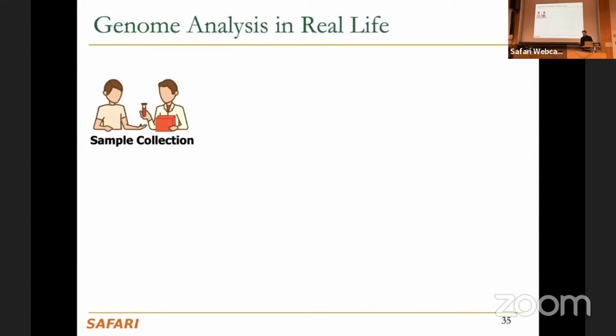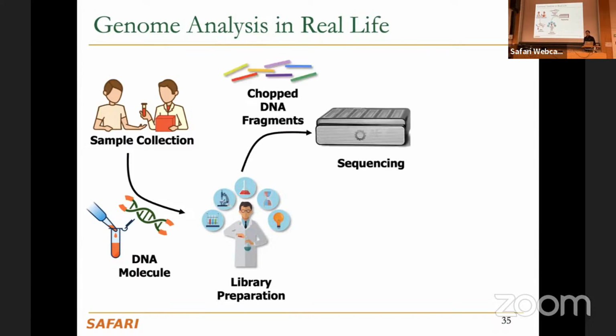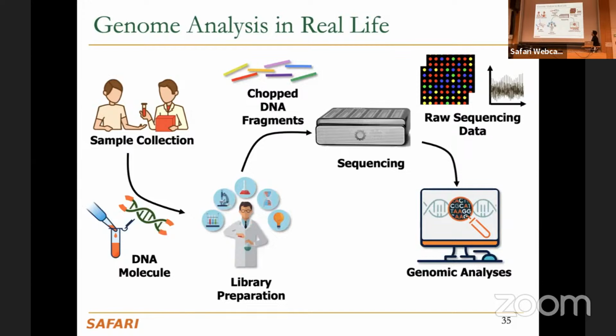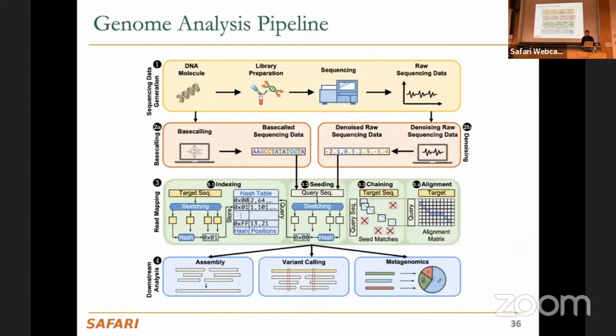At a high level, we usually start with sample collection. This can be your blood, right, or your tissue, or basically any particular cell that might be coming from an organism. Then we prepare it so that the library that contains your genomic data can speak to the machine, which is the genome sequencing machine. Then this genome sequencing machine initially generates the raw sequencing data. Then we use this raw sequencing data to do the analysis. Most of the computational steps are here, and we're mostly interested in these parts.